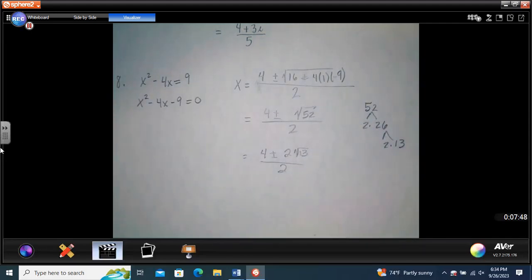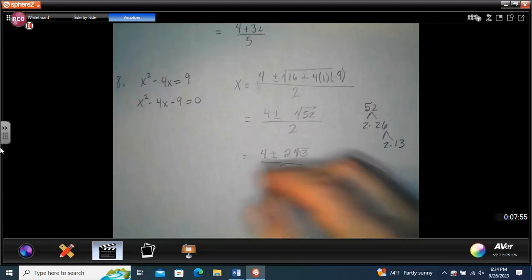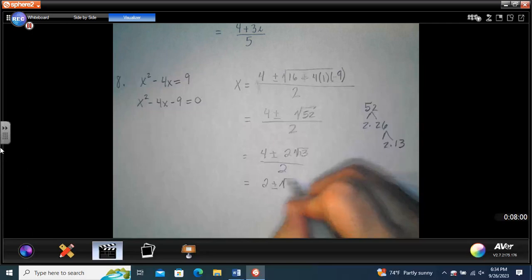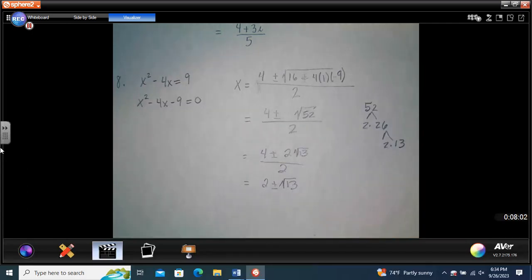And then can I reduce everything by the same number except the radical, of course. I can't ever reduce that with a number on the outside that's not in a radical. So I'm going to get 2 plus or minus the square root of 13. And that's my answer.